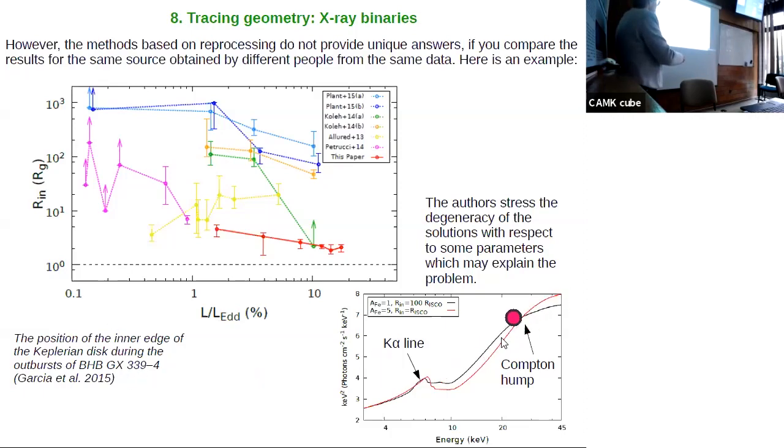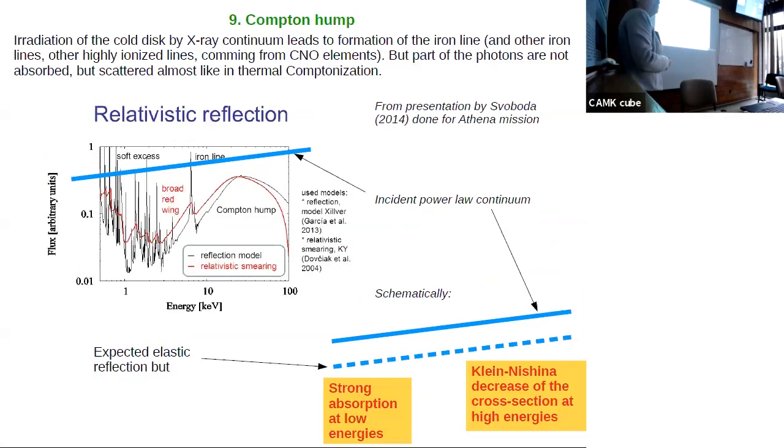By the way, here they also use the Compton hump, which didn't help them much. So a few words about the Compton hump, because it seems like it will solve all these problems, but somehow not quite. So what is this Compton hump? Let's imagine that we have hard X-rays. Those are the primary hard X-rays, and they fall onto the accretion disk, plane, whatever it's called.